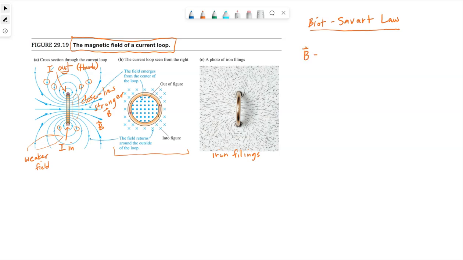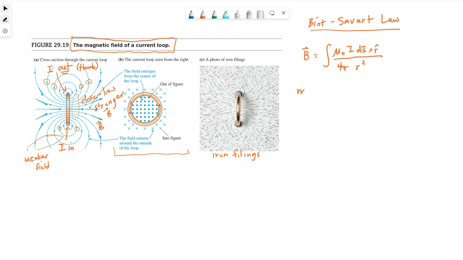So as a reminder, we need to treat the wire as a bunch of little pieces carrying current. So the ds represents the length of the little piece. I is the current flowing through each little piece. R itself is the distance from this loop to the point we're interested in, which I'm going to draw a picture. We'll talk about that. And then r hat is just the vector that lies along that line.